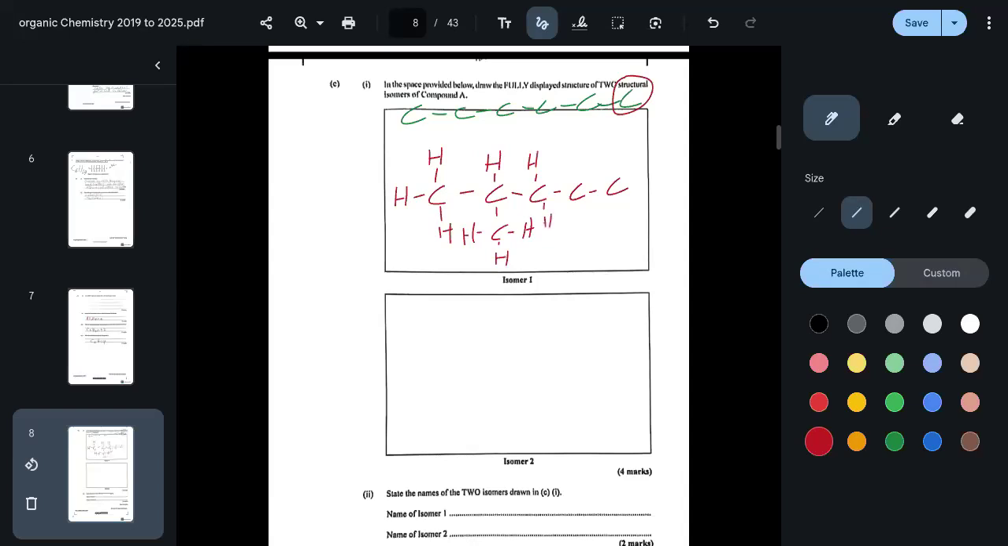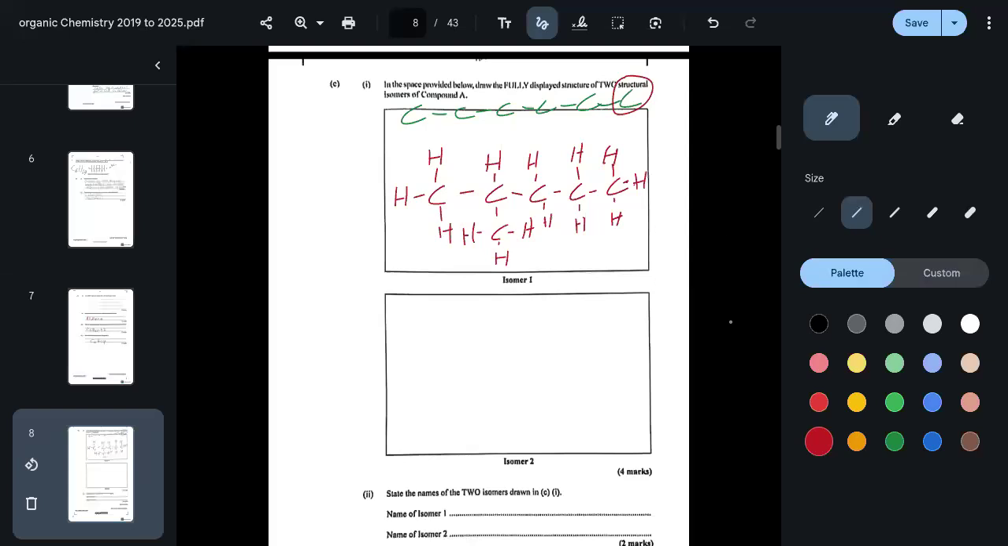And when you're doing this, just take your time, because if you leave off any hydrogen, it's wrong. Just ensure every carbon gets the right amount of hydrogen. Whenever you're drawing, do not do it in haste, because if you leave off a hydrogen, it's not the right structure.